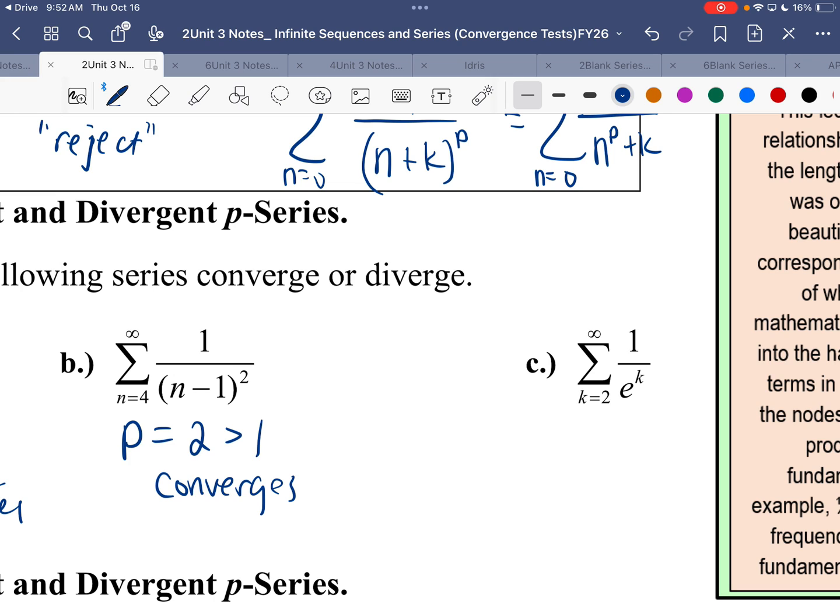Is this a P series? Not a P series, because it's not n or k to a number power. It's number to a k power. Oh, but it's number to a variable power. What kind of series is it? It's geometric, so we know how to do this. Let's do geometric. What is r equal?